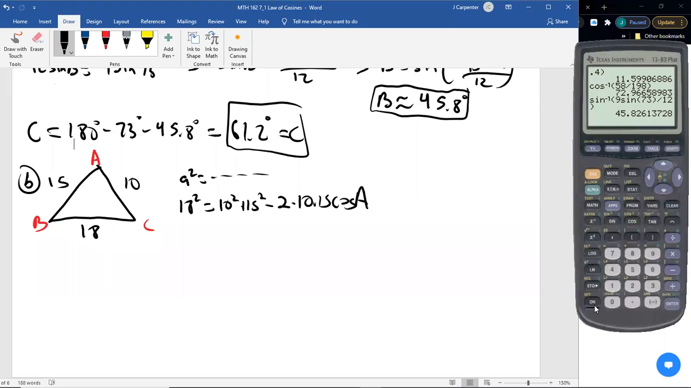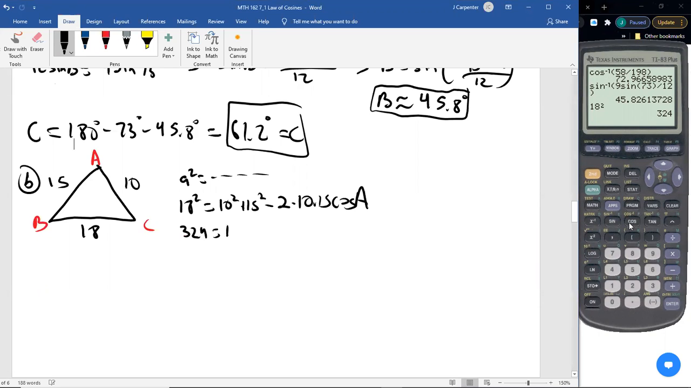What's 18 squared? I don't feel like doing that in my head. That's 324. 10 squared is 100. And then 15 squared, that's 225, right? Yeah, 225. Then minus, that's 20. 20 times 15 is going to be 300 cosine of angle A. The 100 and the 225 are going to make 325. Subtract 325 on both sides.